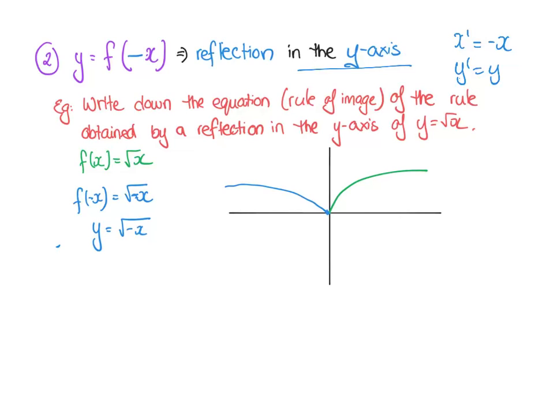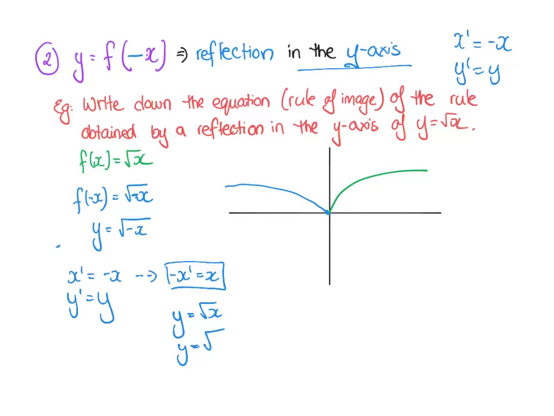If we do the image way, we said the image of y remains the same, but the image of x becomes negative. And if you transpose that, we'd say negative x equals x. So we're going to put that into our formula. We had y equals square root x. So y was the same, and everywhere we saw x, we put negative x. So you can see we get the same.